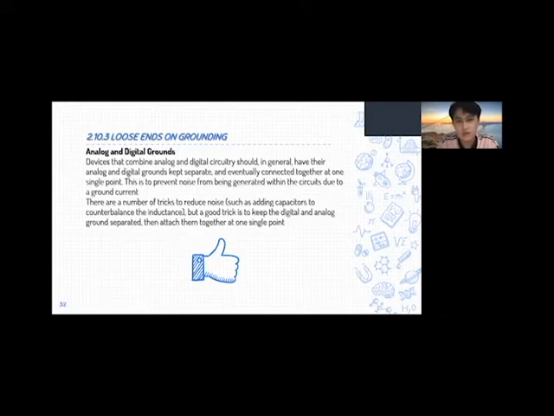But a good trick is to keep the digital and analog ground separated, then attach them at one single point.